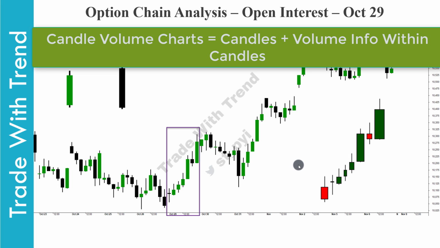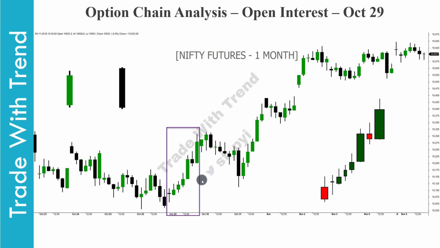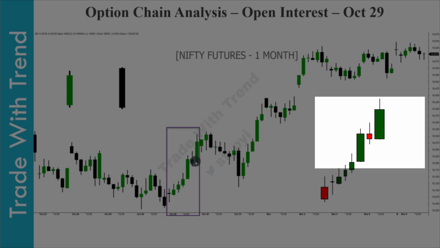Now, candle volume charts are different from candlestick charts as they incorporate volume within candles. Again, this form of charting is a very powerful concept. It's very clear from the chart that the two demand candles that we have here have had significant volume associated with them. We are therefore taking confirmation from open interest, price and volume.